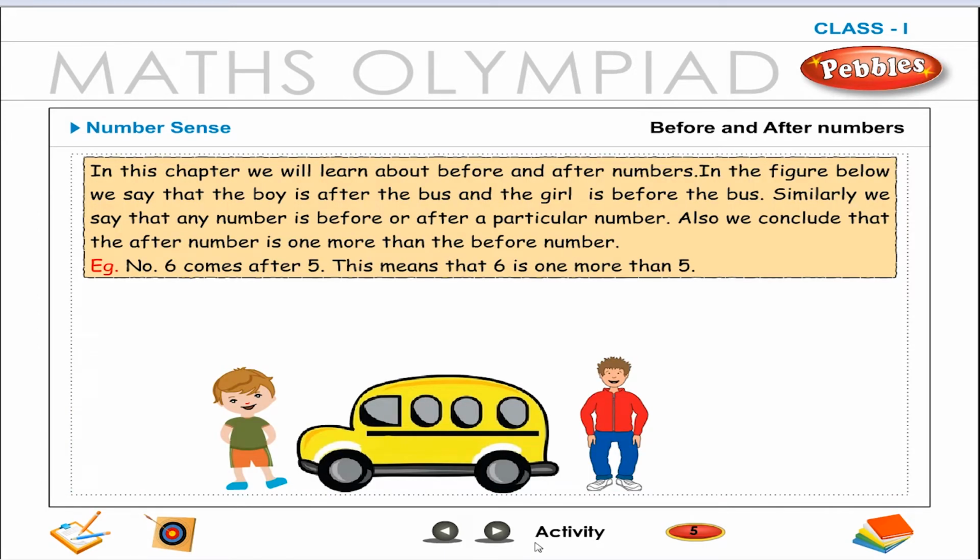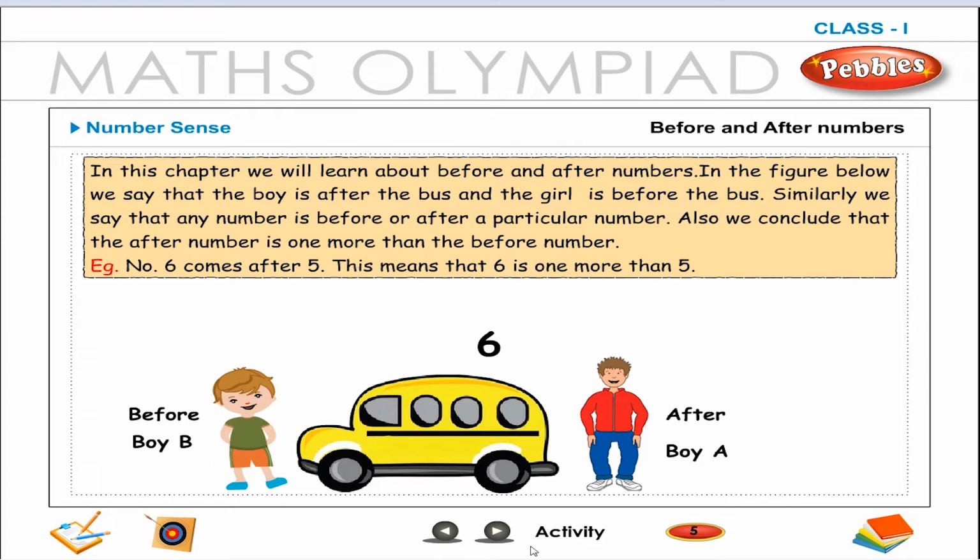Before and after numbers. In this chapter, we will learn about before and after numbers. In the figure below, we can say that boy A is standing after the bus and boy B is standing before the bus. Similarly, we can say that any given number is before or after a particular number. Also, we can conclude that the number after a given number is one more than the before number.